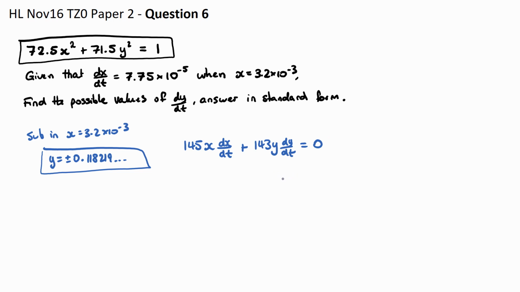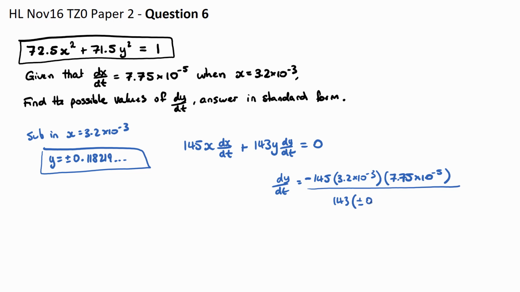So dy/dt will equal 145 times x, which is 3.2 × 10^-3. This will all be a minus on the other side. dx/dt is this, so this will be multiplied by 7.75 × 10^-5. And then all of that is going to be divided by 143y, and we know y is plus or minus 0.118219... So just noticing here that we're going to have minus and then plus or minus, so our answer is going to be plus or minus.